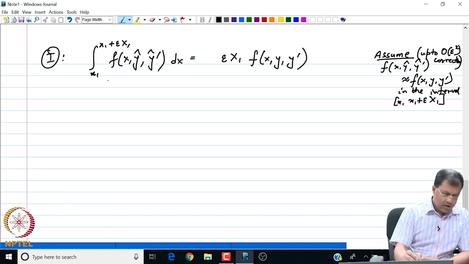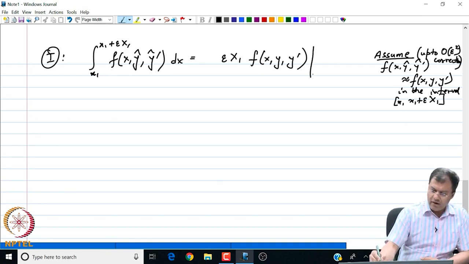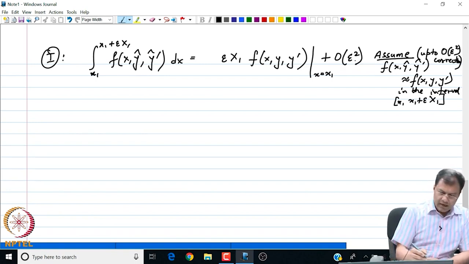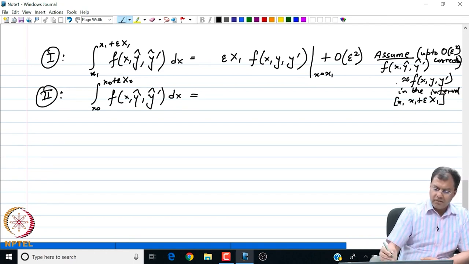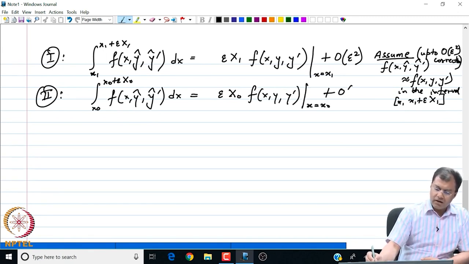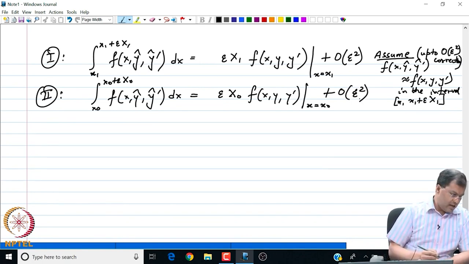So this is now as if the interval is small enough. This is evaluated at x equal to x 1, and the rest of the correction terms are order epsilon square terms. Similarly, I can simplify the second integral, which is from x naught to x naught plus order epsilon capital X naught of the perturbed quantity, which I can, under the same simplifying assumption as previously, write down as epsilon times capital X naught times f of x comma y comma y prime evaluated at the point x equal to x naught, plus order epsilon square correction.